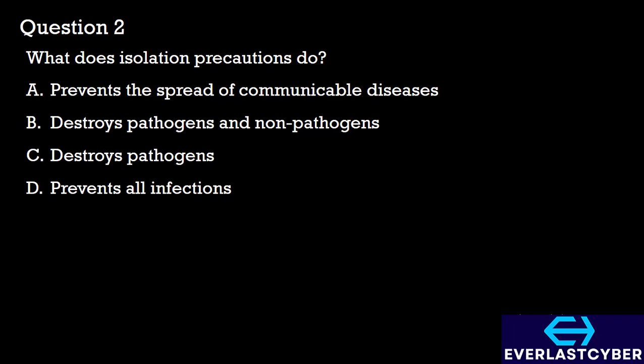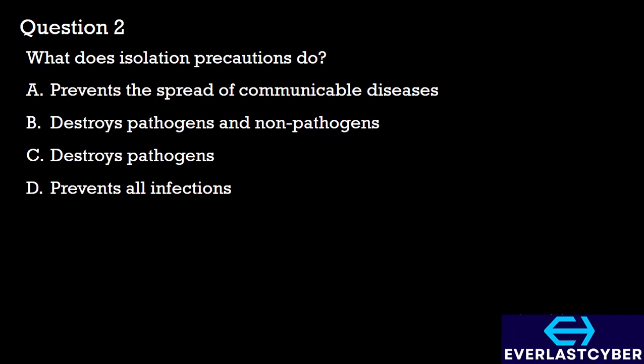Isolation precautions are designed to prevent the spread of communicable diseases from an infected person to others. In option B, isolation precautions are primarily focused on preventing the spread of pathogens and not on destroying non-pathogens or pathogens. Non-pathogens are generally not harmful, so they are not the focus of isolation procedures.